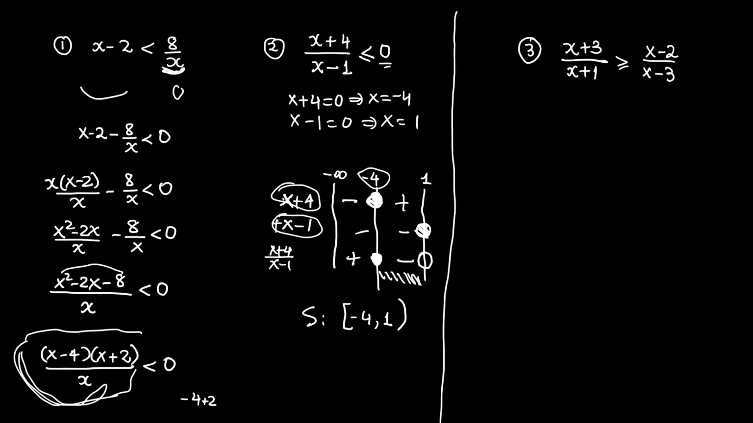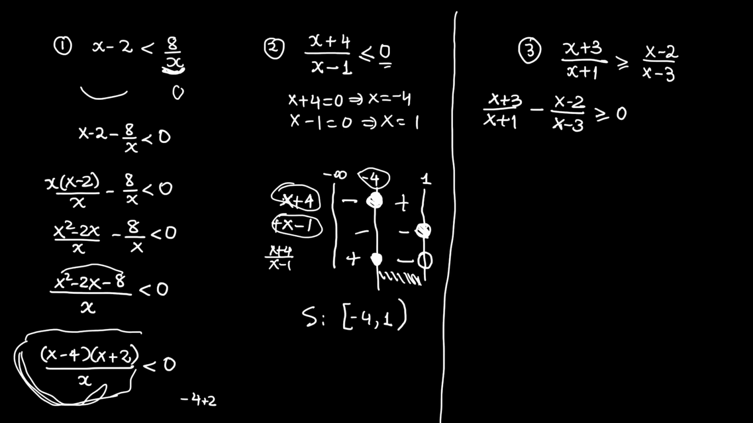Okay, now let's solve the last inequality. The key is to have the fraction on one side and 0 on the other side. So that means I'm going to have (x + 3) divided by (x + 1) minus (x - 2) divided by (x - 3) has to be greater than or equal to 0. Now here, I want to have the same denominator. I can just use the same rule I used previously, multiply this by that and this by the other one, and then you do it whichever way you think is best for you.